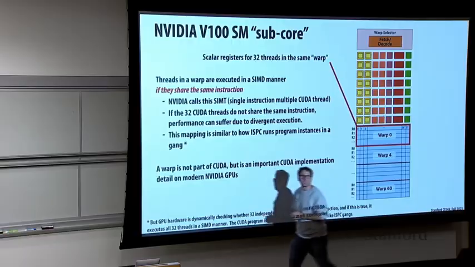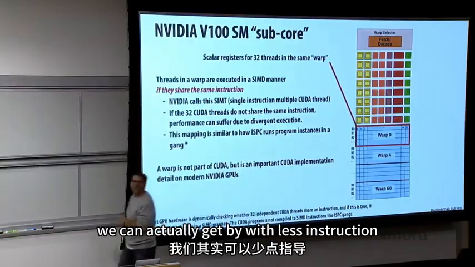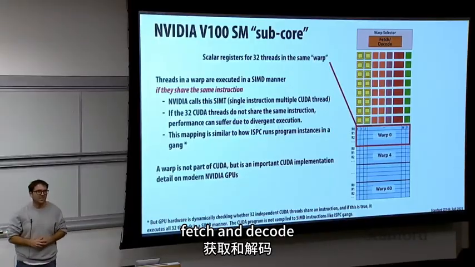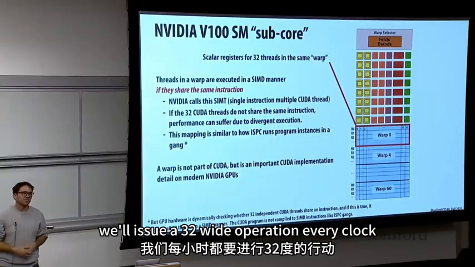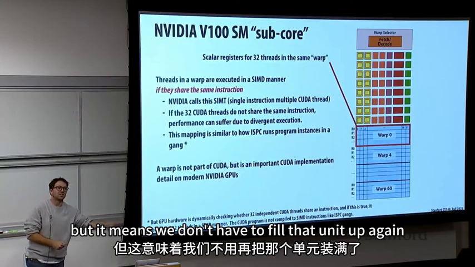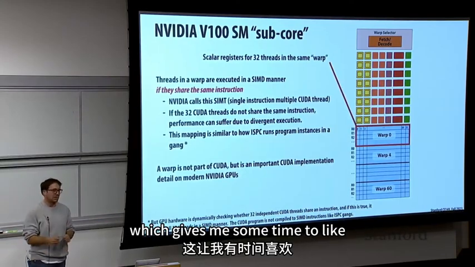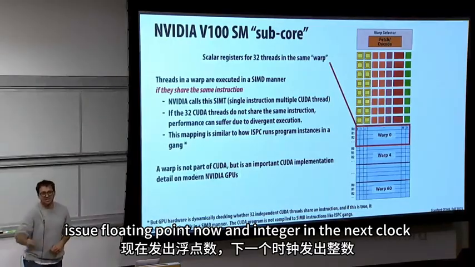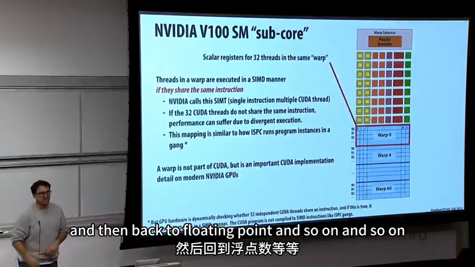So they say, oh, we can actually get by with less instruction fetch and decode. We'll issue a 32 wide operation every clock, but it means we don't have to fill that unit up again for another 2 clocks, which gives me some time to issue floating point now and integer in the next clock, and then back to floating point, and so on and so on.